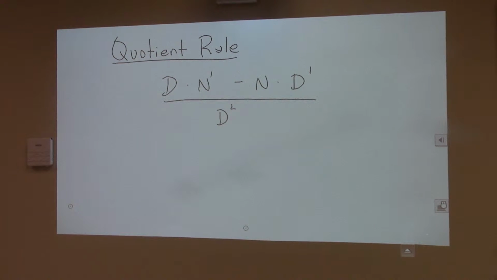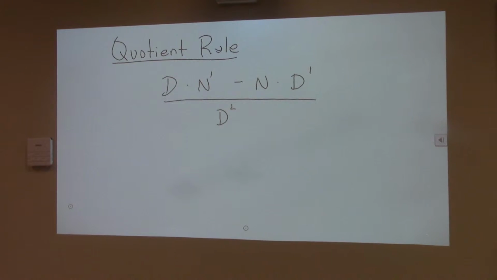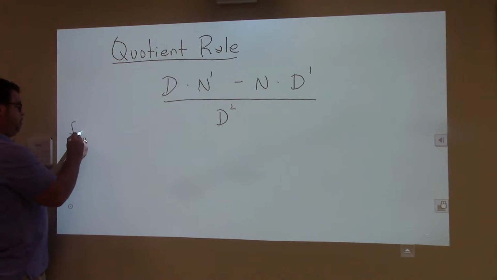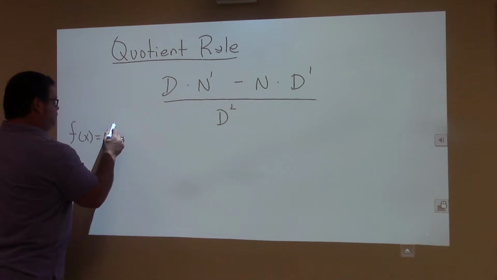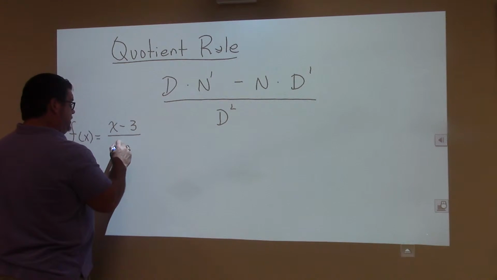I don't know what example they got in the book. If anybody's got an example, is there an example? Find the quotient rule. Where's the quotient rule? Good gracious alive, that's too much. Let's just make up one. F of x is equal to x minus 3 over x squared.